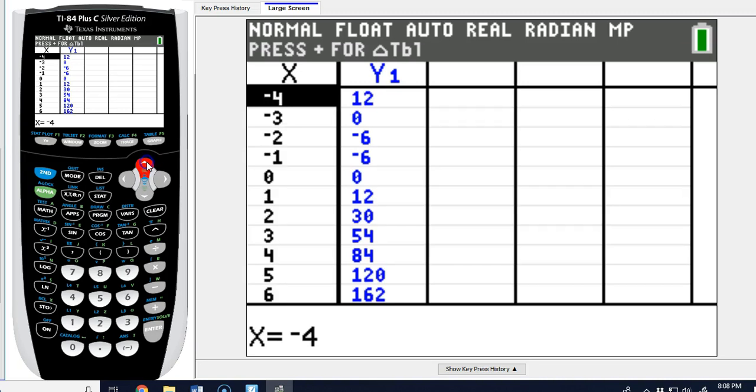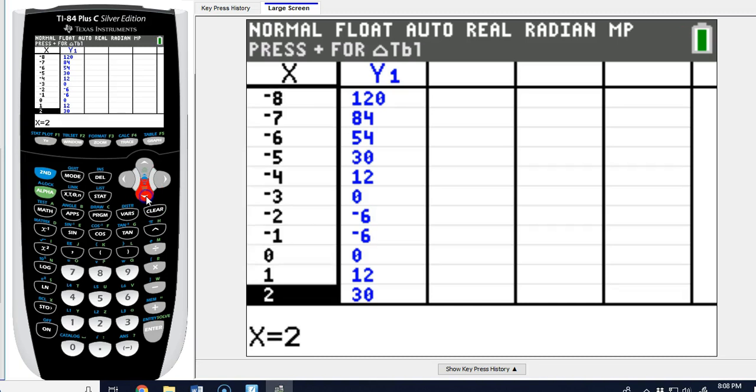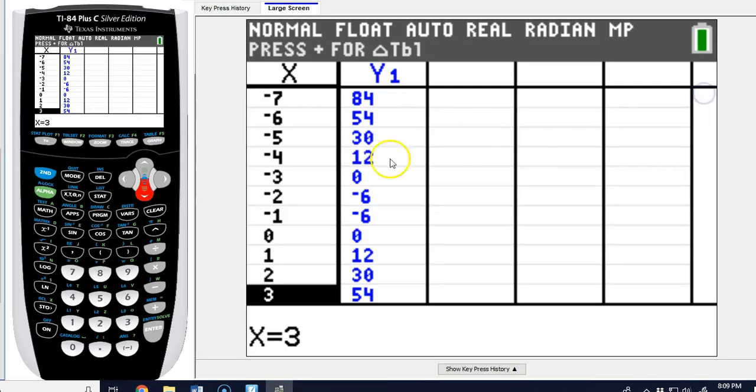Okay, now I'm starting to see some symmetry. Of course, oops, a little too far. Of course, some of these points are way off my screen, right? So that's not helpful. I can't graph 54, so I can't even graph 30. I'm not sure I can graph 12, but I'll try. So I'm going to start with -4, 12, -3, 0, and so on. So let's pop these points into our table. We had -2, -6, -1, -6.